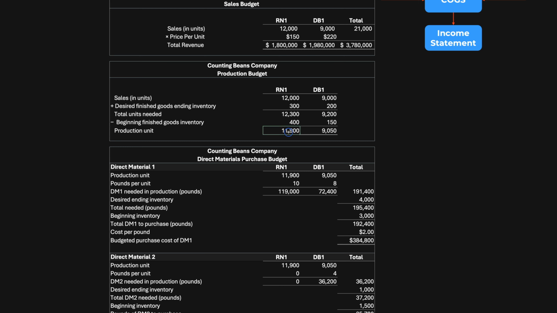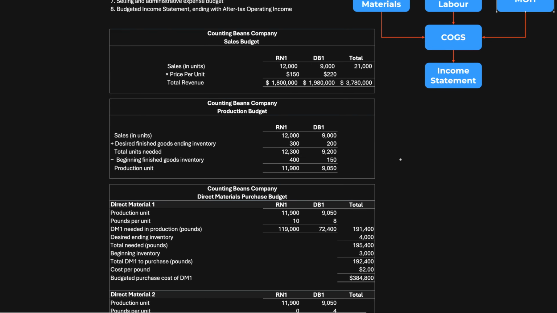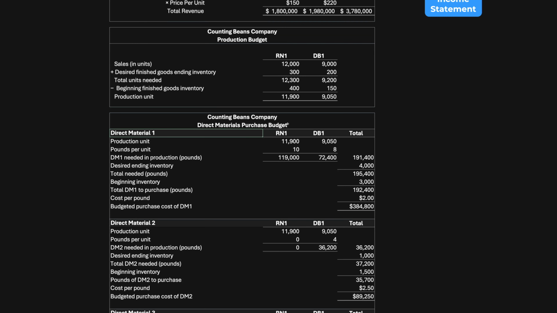Once we have the amount that needs to be produced, we can start to calculate our direct materials budget, our direct labor budget, and manufacturing overhead. To do direct materials, we can come down to our direct materials budget, and you can see that we'll have one schedule per each material. So for direct material 1, we'll say the number of total units to be produced for product RN1 and DB1 is 11,900 and 9,050. That was taken from the schedule before.